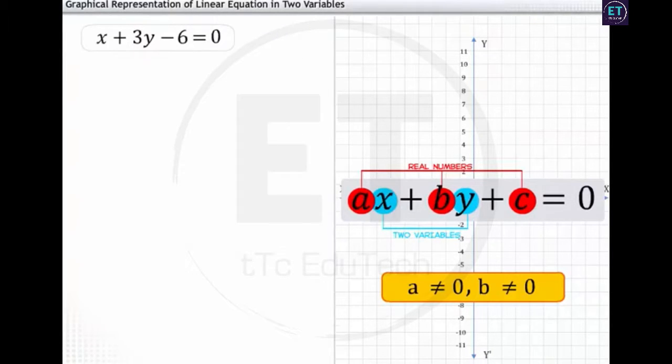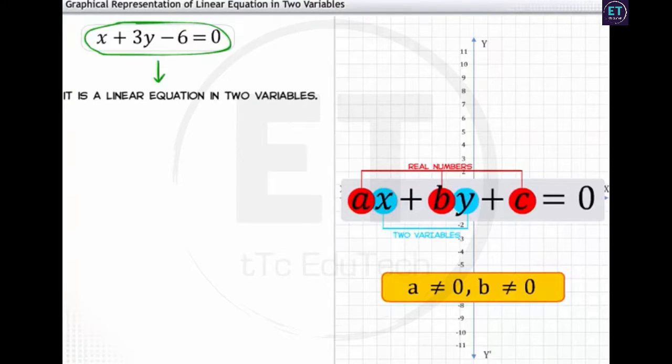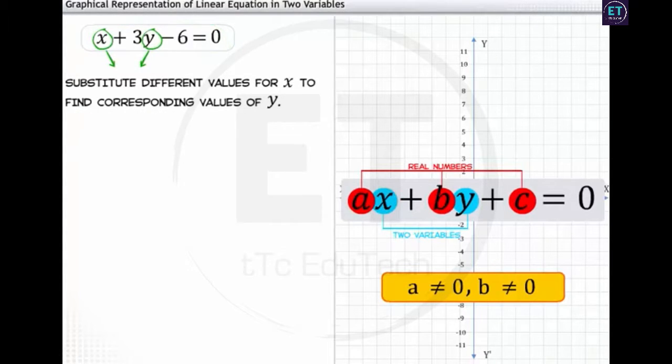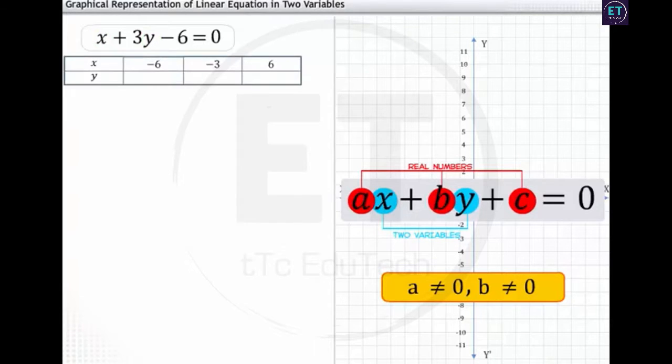For example, consider the equation x plus 3y minus 6 equals 0. It is a linear equation in two variables. To represent this equation graphically, we have to find at least two solutions. The solutions of a linear equation can be obtained by substituting different values for x in the equation to find the corresponding values of y. Let's use the values of x provided in this table. Generally, small numbers are chosen so that the calculations are easy.